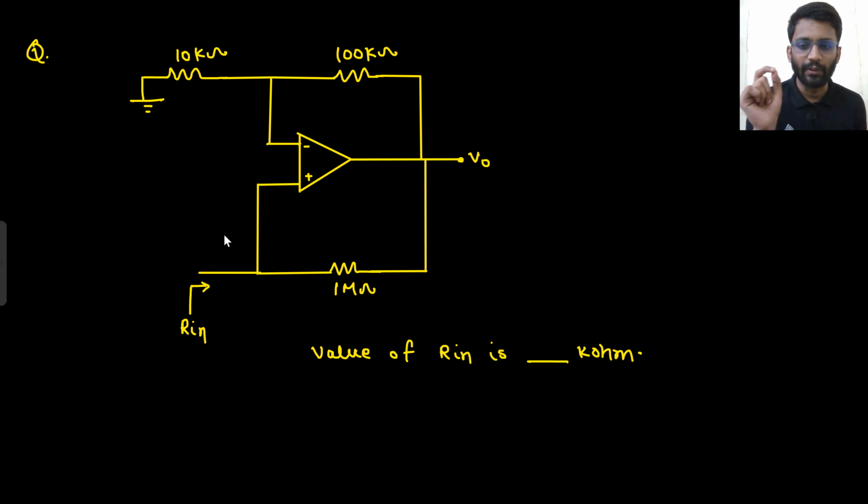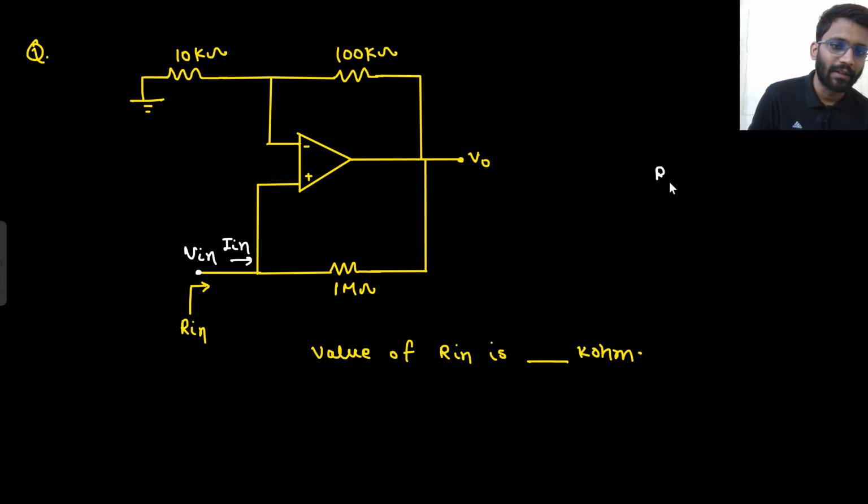We have to find R in value from here. So what you will do is apply a voltage source and get I in out of it. So what will be your R in? Your target is to find V in by I in. That's it. This is your target. So how will you fulfill your target? This is the I in current. This I in current cannot go here, right? Why can it not go here? Because input current will be 0 ampere.